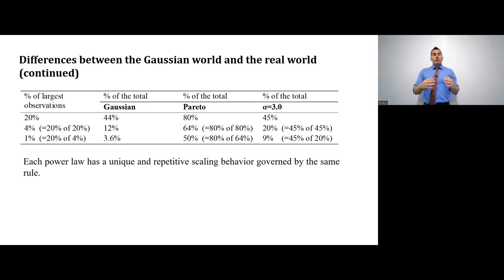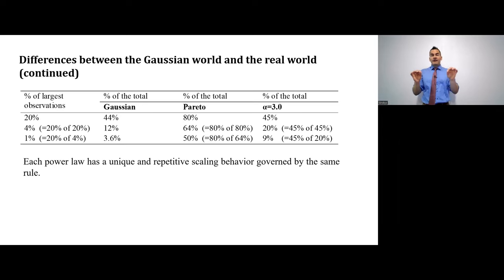If we now move on, we want to investigate a higher level of concentration. Let's take the largest 20% of the largest 20%, which are the largest 4% of the total. If we have the Gaussian world, we have 12%. If we have the Pareto 80-20 distribution, we have 64%, okay? Because it's 80% of 80%. If we have a power law with an exponent of 3, it's 45% of 45%. So it's the same rule, as I told you earlier. It's 45% of 45%, and that's 20%.